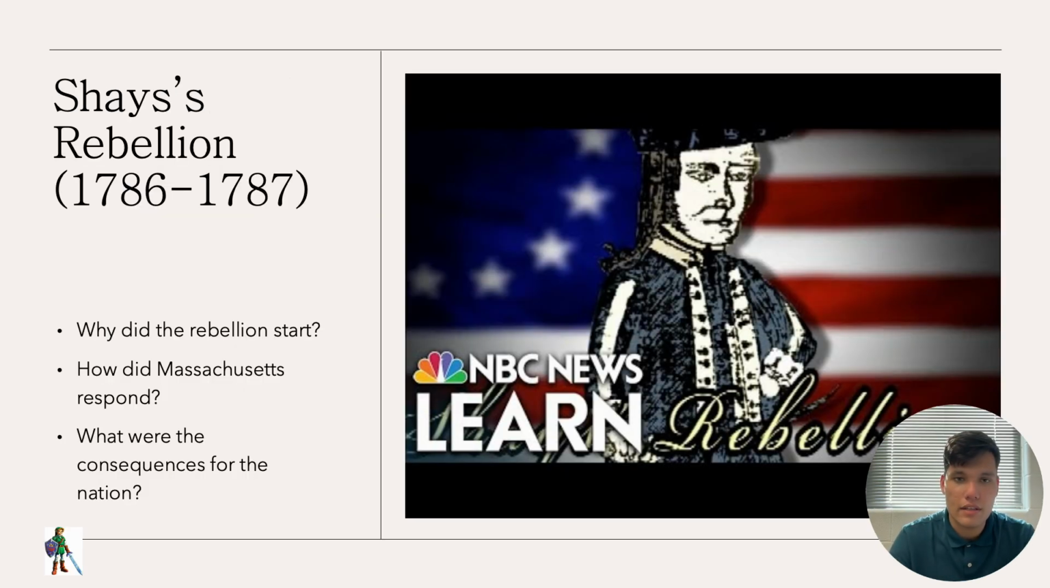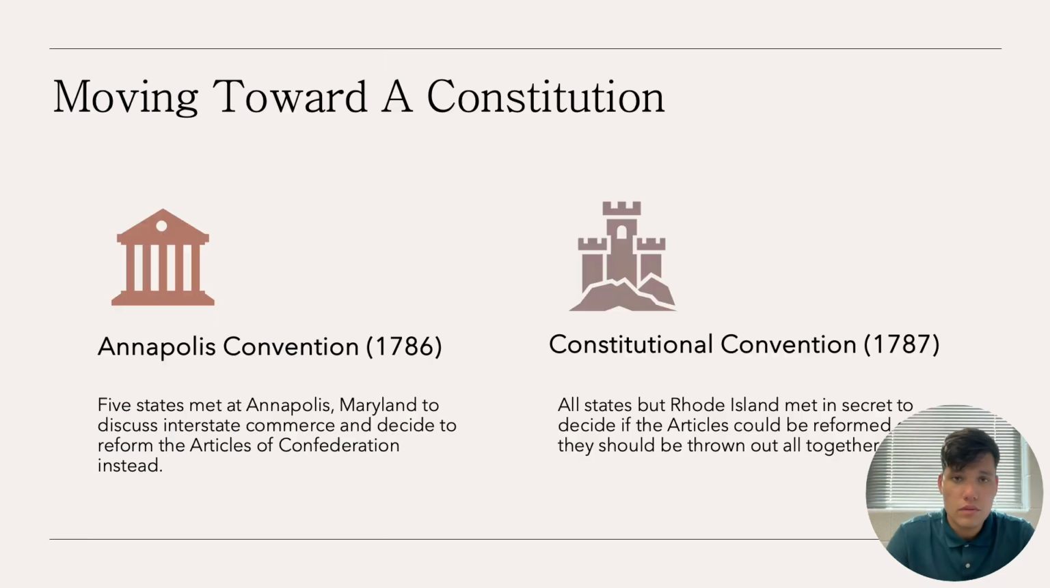All right, so one of the key highlighted events showing the weakness of the Articles of Confederation was Shays' Rebellion. Go ahead and stop and watch the video and answer the questions on your guided notes. Why did the rebellion start? How did Massachusetts respond? And were there any consequences for the nation? Go to the link for this video and complete that on your guided notes. All right, awesome.